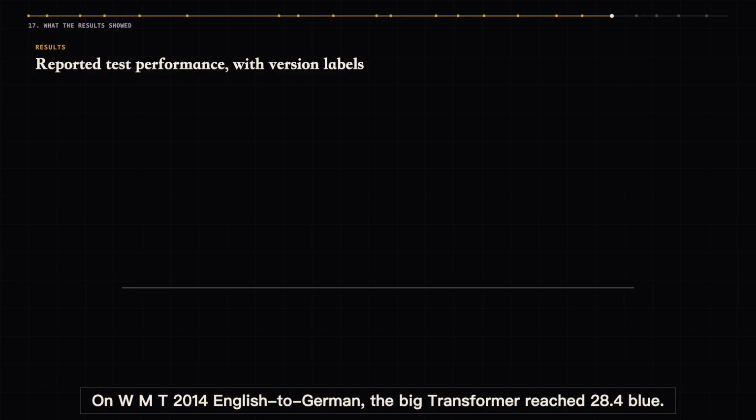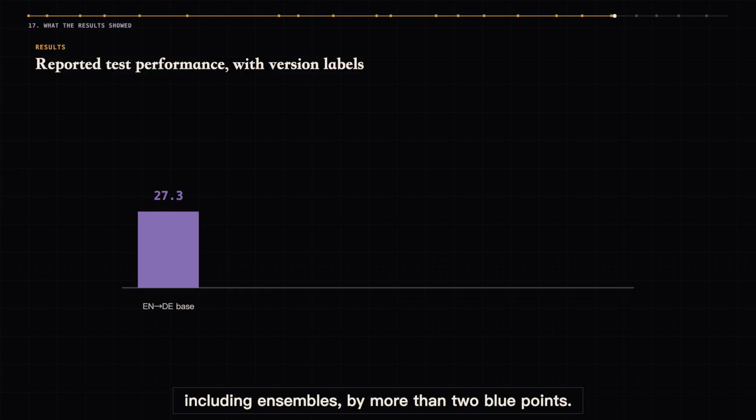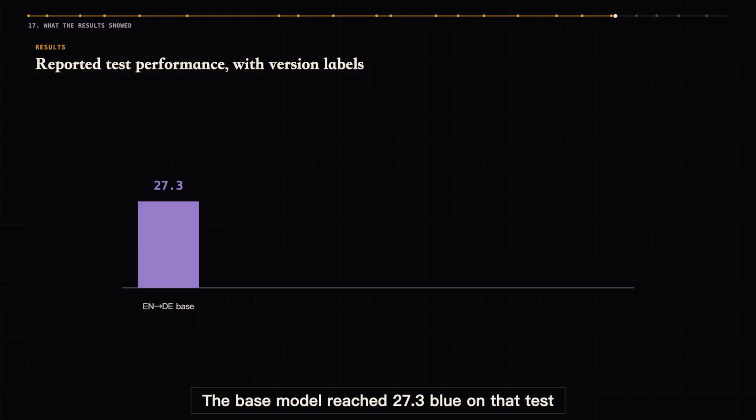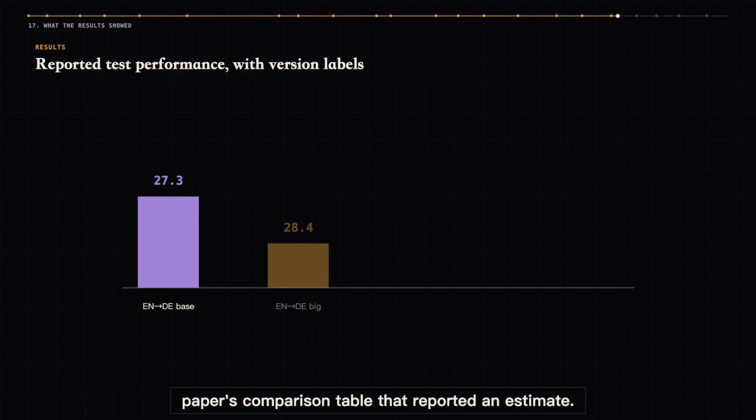On WMT 2014 English to German, the big transformer reached 28.4 BLEU. The paper reports that this exceeded the best previously reported results, including ensembles, by more than 2 BLEU points. The base model reached 27.3 BLEU on that test, while using less estimated training computation than every competing system in the paper's comparison table that reported an estimate.